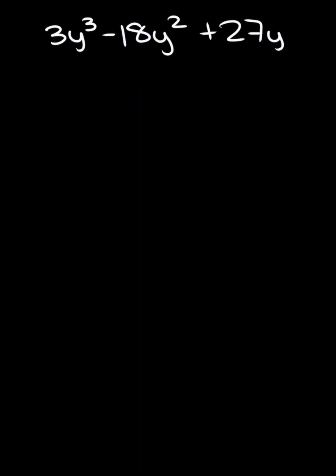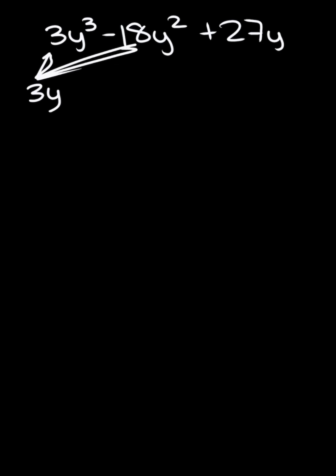Okay, let's try one last problem. So we're given 3y cubed minus 18y squared plus 27y. Now the first thing we want to do is not jump ahead and make a square, but actually we can see that they all have something similar right away. They all have a 3 in common, and they all have a y in common. At least one y. So we only take out the things that we can.